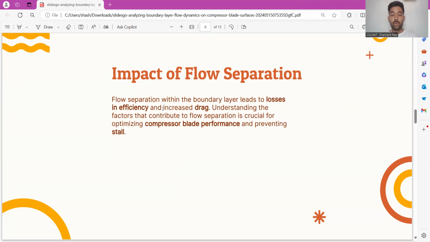Understanding the factors that contribute to flow separation is crucial for optimizing compressor blade performance and preventing stall. Such factors, the flow separation, thickness, turbulence, airflow velocity, geometry, considering all these factors and optimizing them will lead to greater compressor blade performance, greater efficiency, and the expected performance can be achieved.